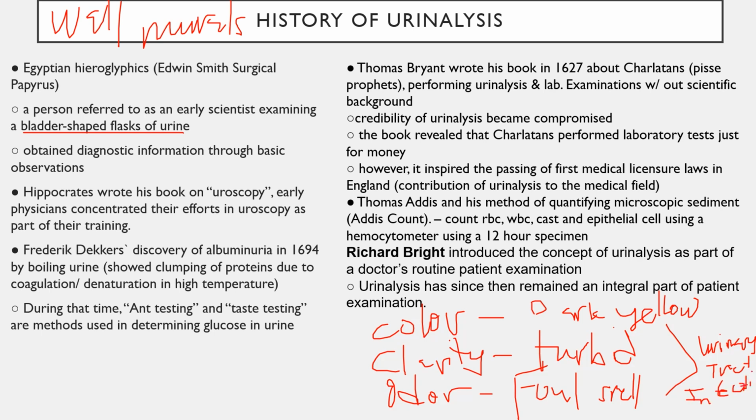So when you perform urinalysis on your classmates and you find that there is a foul smell, it's turbid, possibly yellow or dark yellow, your classmate would have a urinary tract infection. So by identifying even the basic physical appearances of the urine, you get to have a diagnosis.